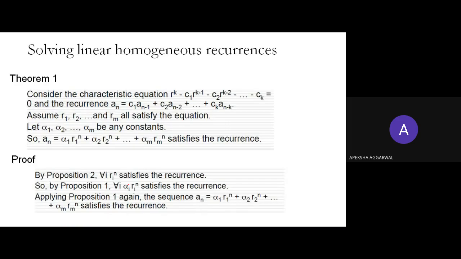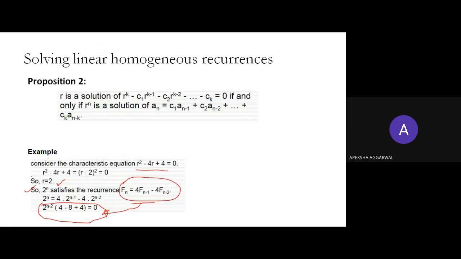Okay. Now theorem 1. Consider a characteristic equation given to you and a recurrence given to you. Assume that all of r1, r2, up to rm are solutions, because here r was 2. You can find that r can be plus or minus 2, or 1, 2, 3, 4, r1, r2, rk. So many solutions for the characteristic equation can be there.